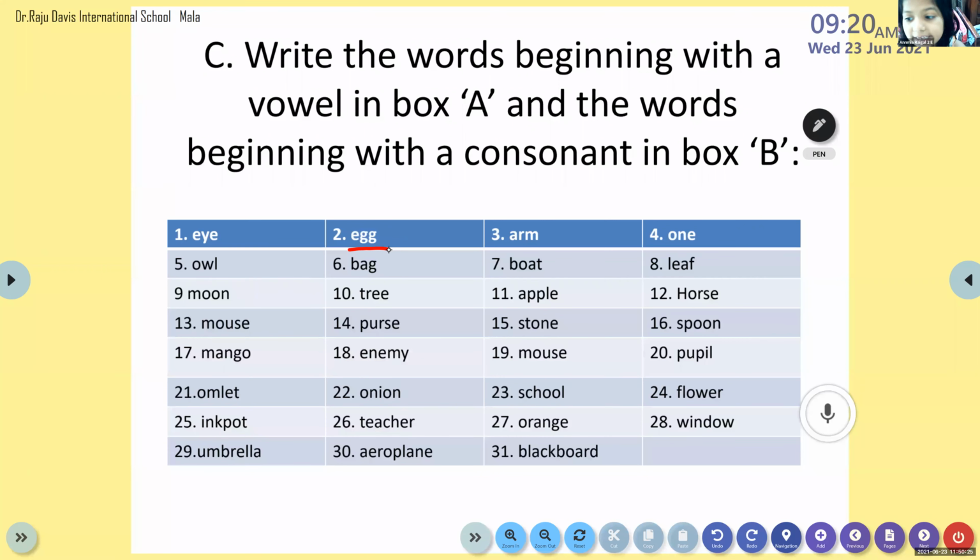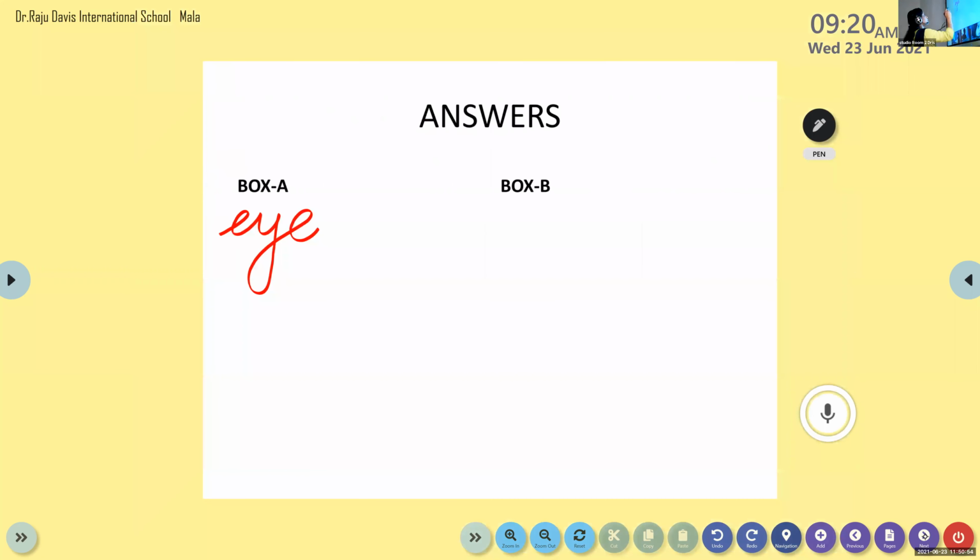Box B. How come? Egg starts with a vowel. So where do we have to write? A vowel should be written in box A or box B? See, a vowel should be written in box A. So in which box do we have to write, Anne Mia? Box A. Yes. All of you please remind the children, a vowel should be written in box A and a consonant in box B. So in box A, we have to write the word egg. All of you please write it. E, G, G, egg.